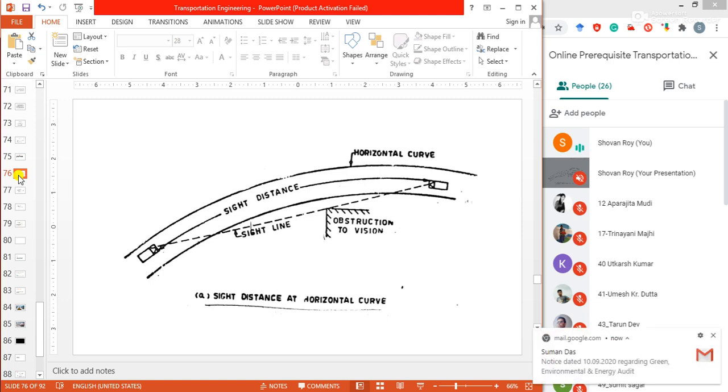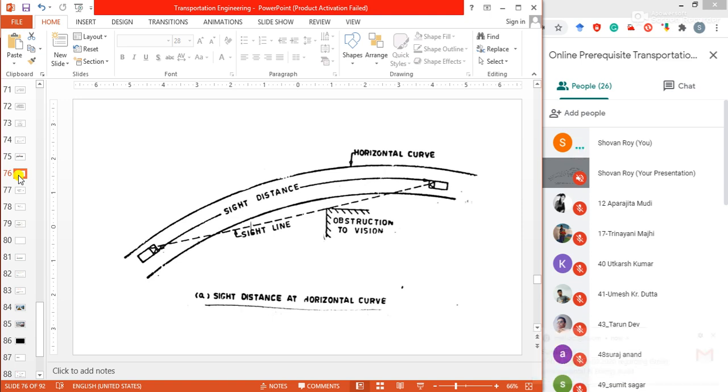Number 2, a driver traveling at the design speed should be able to safely overtake slower vehicles at reasonable intervals without causing obstruction or hazard to traffic in the opposite direction.